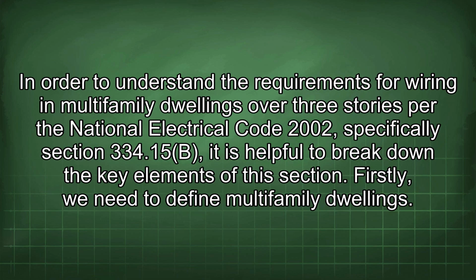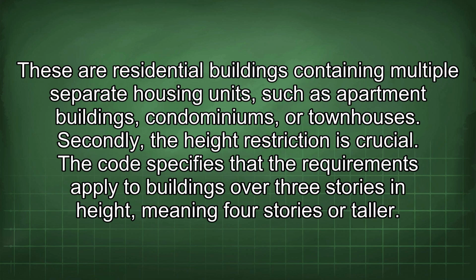In order to understand the requirements for wiring in multifamily dwellings over 3 stories by the National Electrical Code 2002, specifically Section 334.15(B), it is helpful to break down the key elements of this section. Firstly, we need to define multifamily dwellings. These are residential buildings containing multiple separate housing units such as apartment buildings, condominiums, or townhouses. Secondly, the height restriction is crucial. The code specifies that the requirements apply to buildings over 3 stories in height, meaning 4 stories or taller.